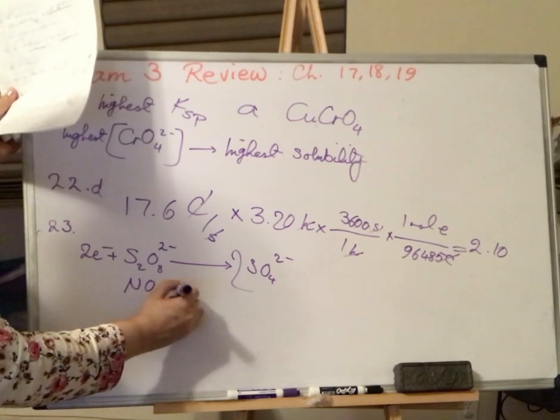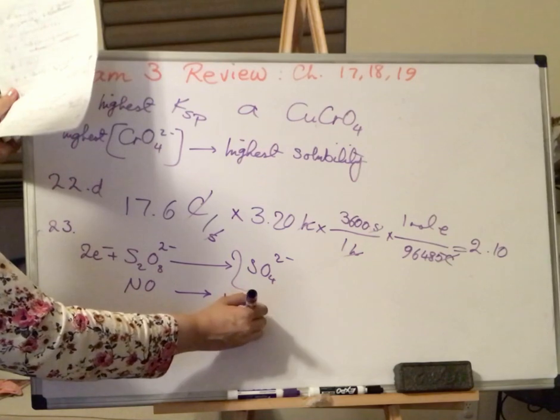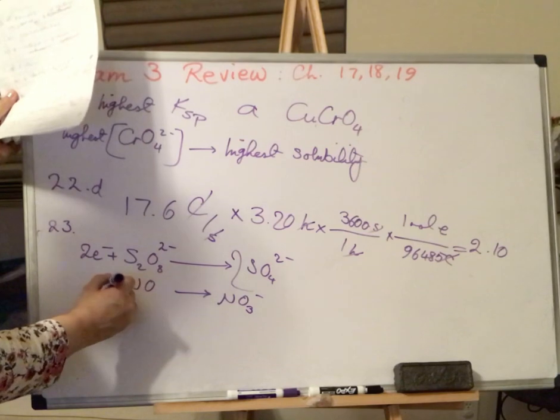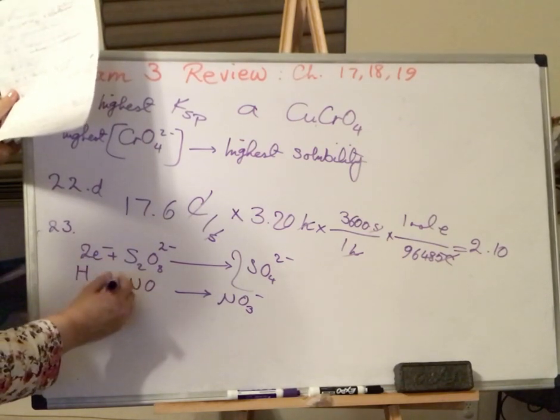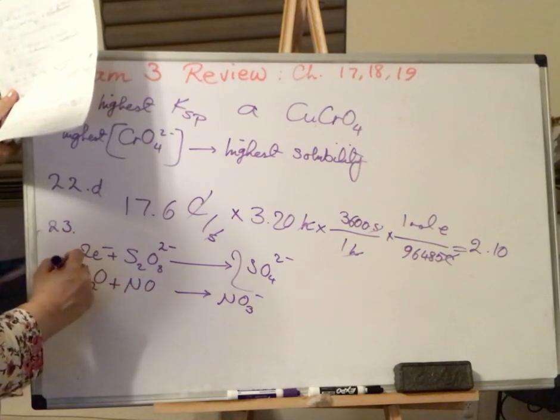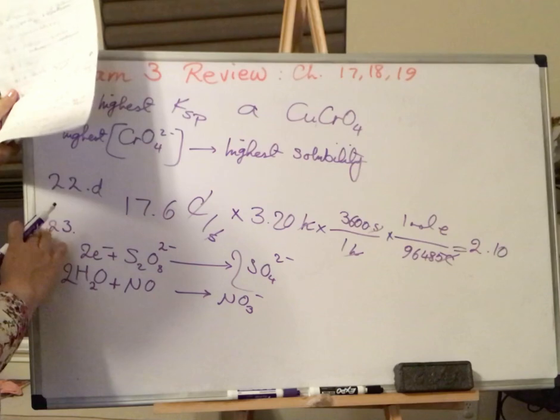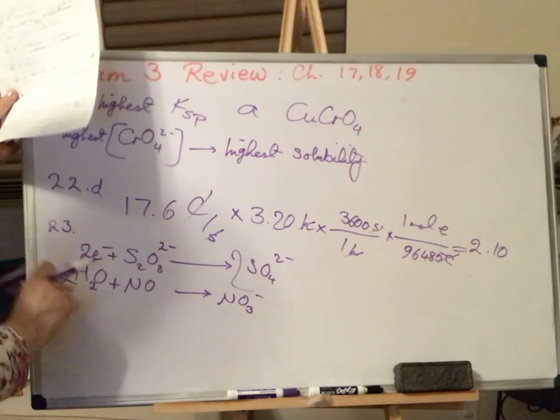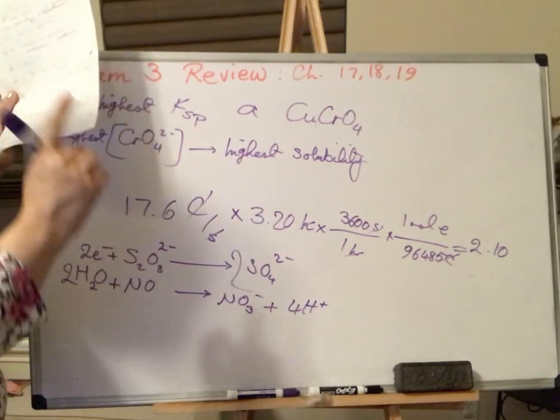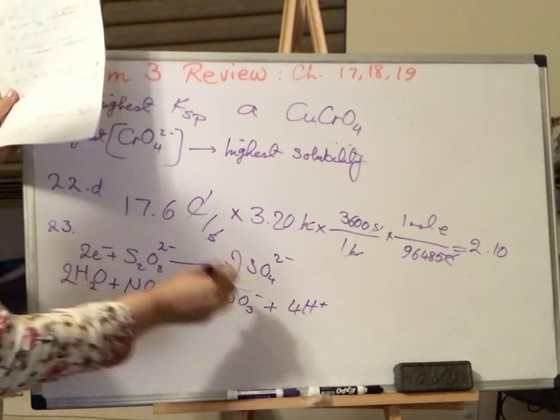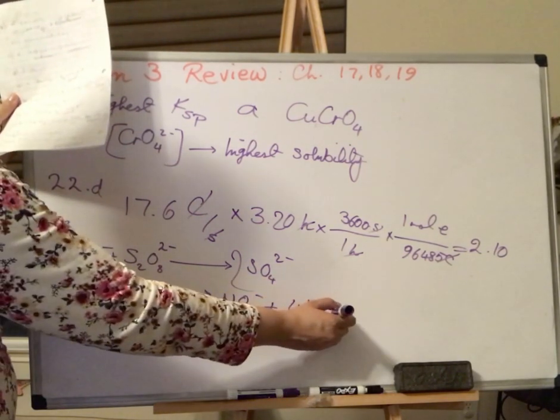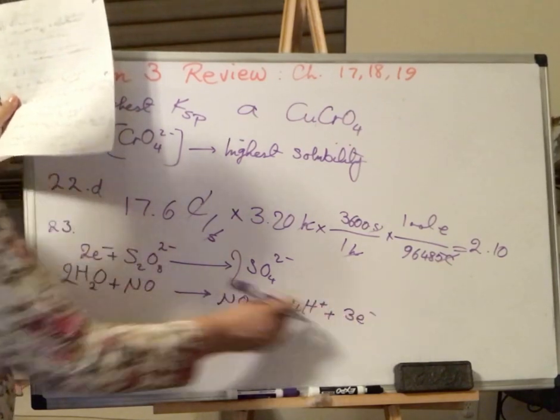For the other side, NO changing to NO3 negative. N and N are the same, but 3 oxygens and 1 oxygen. In acidic or basic solution, you need to add water molecules. You have to add how many more? Two water molecules, because you need 2 more oxygens. But now you have 4 hydrogen ions. But you are not done yet. You need to balance the number of electrons first. You have 2, and here you have +4 and 1, +3, plus 3 electrons to balance it with 0 here.